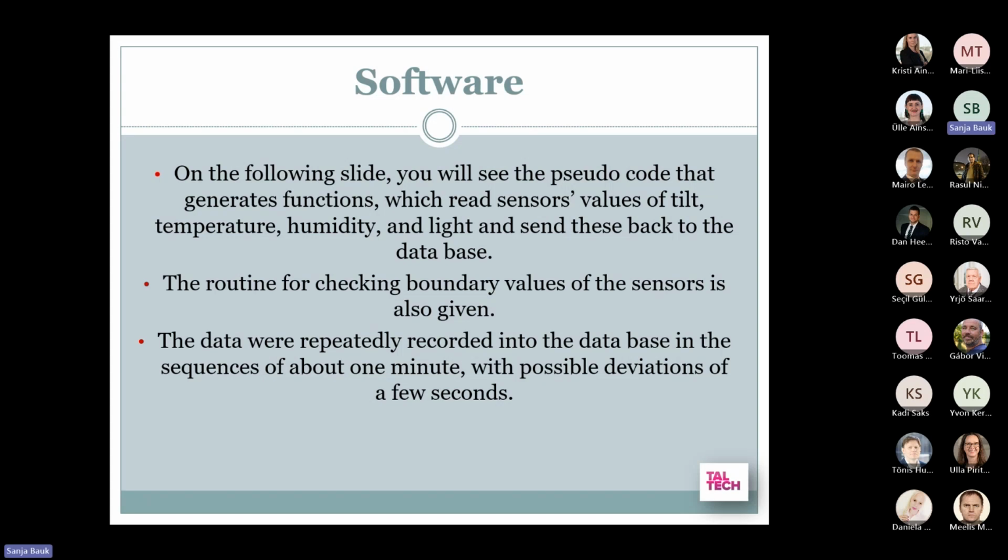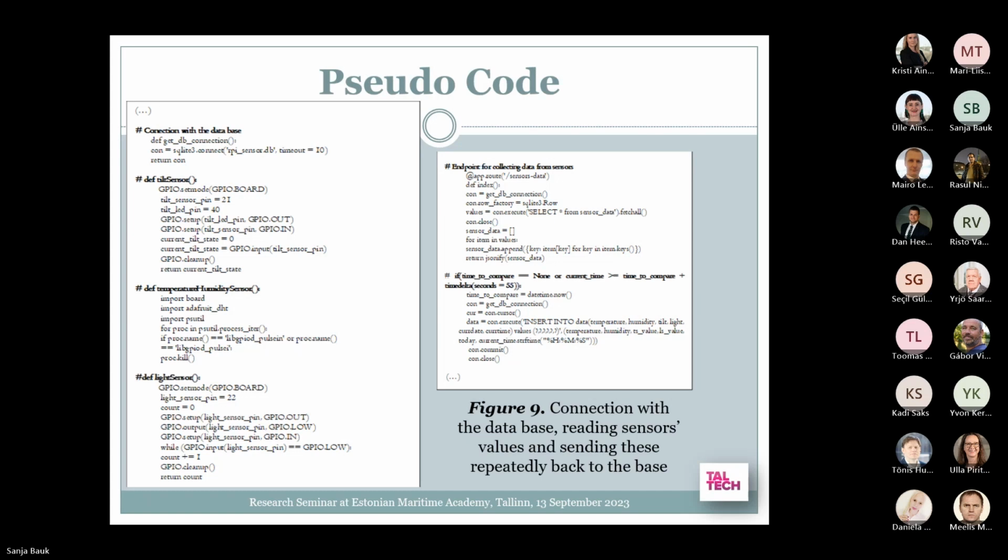On the following slide, you will see the pseudocode, part of it in fact, that generates functions that will read sensor values of tilt or movement, temperature, humidity, and light, and send these back to the database. The routine for checking boundary values of the sensors is also given. The data were repeatedly recorded into the database in sequences of about 1 minute, with possible deviations of a few seconds. So here you can see the connection with the database, reading sensor values and sending these repeatedly back to the base.